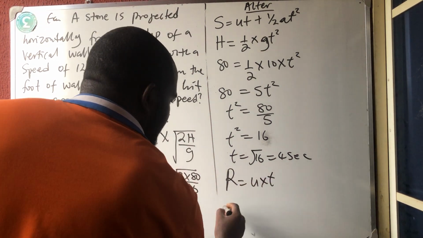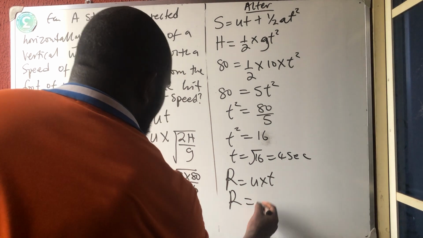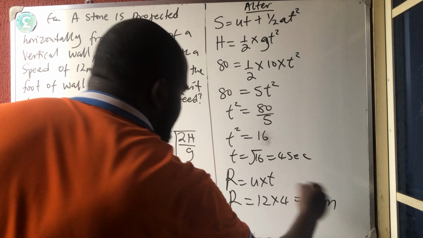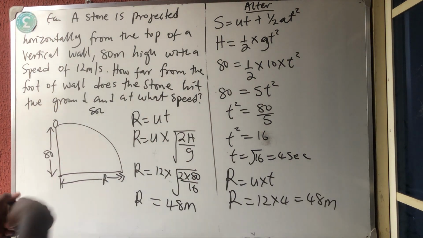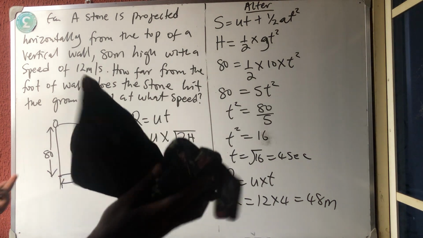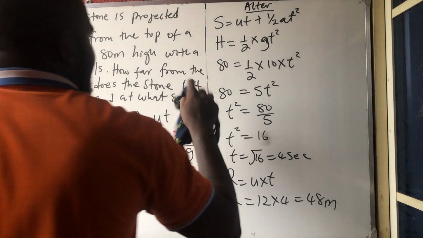So since I've gotten my t, I will now say that my range is equal to u times t, that's all. What is my u? 12 times 4, which is what? 48 meters. You see? The same answer. So I don't use to remember this formula; this is the only way I use to solve that. So it is now left for you to choose the one you can remember.